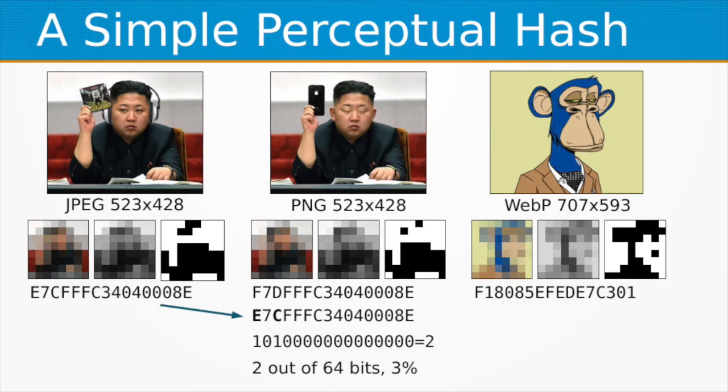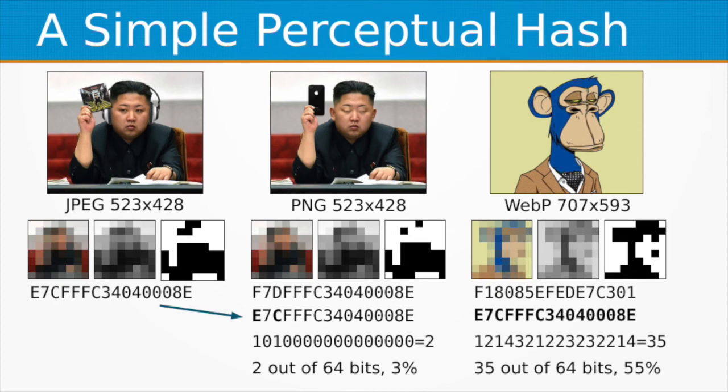To compare hashes, we simply count the number of bits that changed. For example, E to F is a 1-bit change, 7 to 7 has no bit changes, and C to D is a 1-bit change. The two Kim Jong-un pictures differ by 2 out of 64 bits, or 3% of the total hash. In contrast, the Bored Ape differs from Kim Jong-un by 35 out of 64 bits, or 55% of the total hash. Now we can algorithmically determine that the two Kim Jong-un pictures are visually similar, but not identical, while the Bored Ape picture is very different. Using this, we can determine a threshold or a cutoff level to detect visually similar pictures.